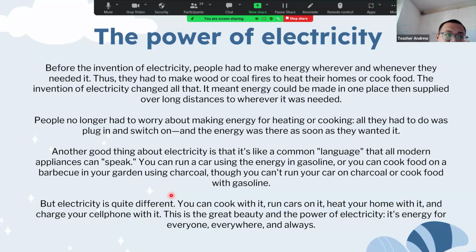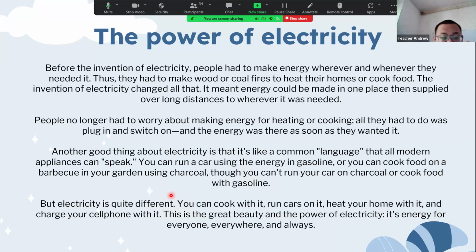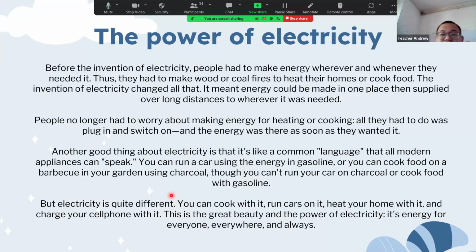So to keep it simple: electricity is a common language that all modern appliances speak. You can run a car using energy in gasoline. You can cook food on a barbecue in your garden using charcoal. However, you can actually use electricity to cook your food and run a car. So there's a great beauty in the power of electricity, and we have been using it for one or two centuries already. This chapter on using electricity is all about telling you where it comes from, how to protect yourself, how to use it safely, etc.